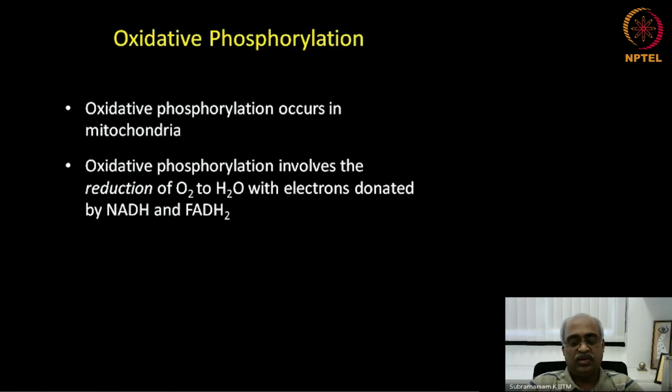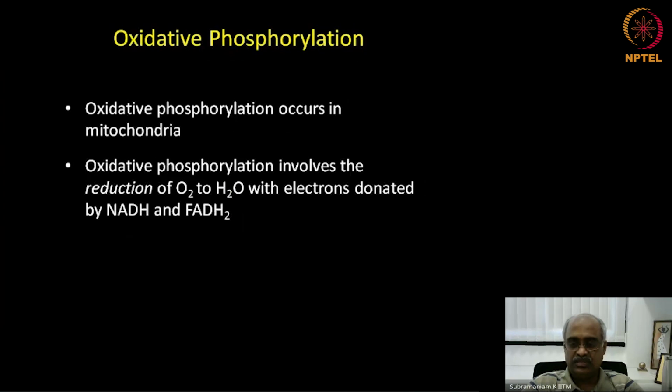So now we are going to look at what actually happens to these reduced electron carriers. That is the process that we call oxidative phosphorylation. What it means is, as these reduced electron carriers get oxidized, the free energy liberated from that is used for phosphorylating ADP into ATP. So the oxidation is coupled to phosphorylation. That is where this term oxidative phosphorylation comes from.